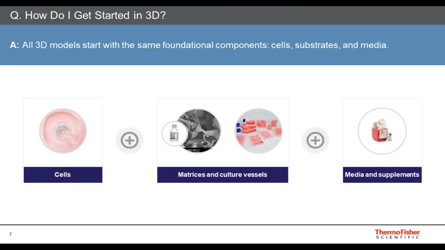The good news is that all 3D cell models start with the same foundational pieces that all cell culture models start with. That is, they require cells, they require some sort of vessel or substrate to grow on or in, and they all require some cocktail of media and or supplements and growth factors in order to grow and proliferate or potentially differentiate and form these different tissue-specific organoid models.